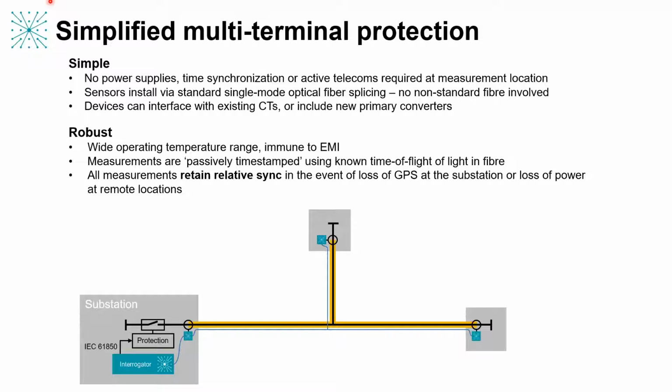Because we have very accurate knowledge of the time of flight in the fiber, each measurement is not time-stamped where the measurement is taken, but is actually time-stamped centrally on receipt of the measurements by the interrogator. This is particularly powerful because while GPS access is not required at the remote locations, it also means that all sensors will retain relative sync because they're all measured by the same interrogation scheme, even in the event of loss of GPS. So when you consider that the protection scheme will continue to operate effectively even when GPS is lost, or if there's any power loss at remote locations, that's quite a powerful prospect. The entire protection scheme remains intact and operational, even in the event of loss of time sync or loss of power at those remote locations.